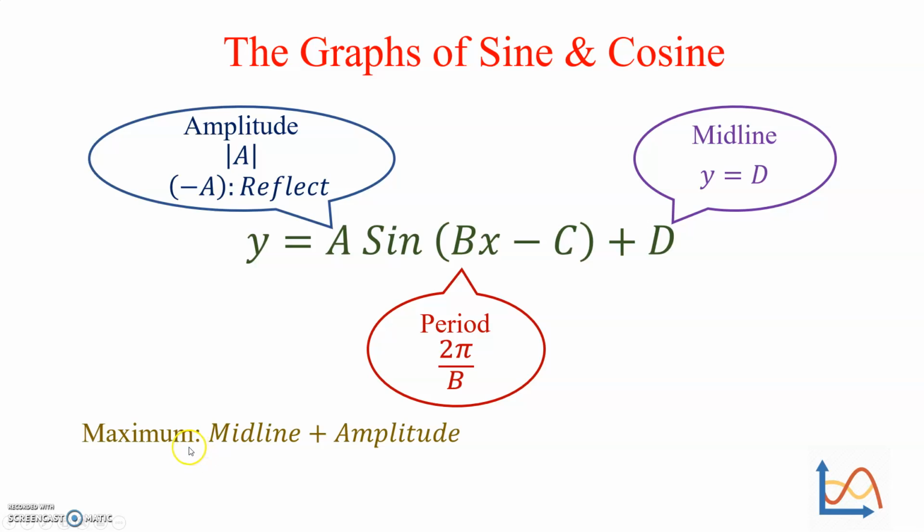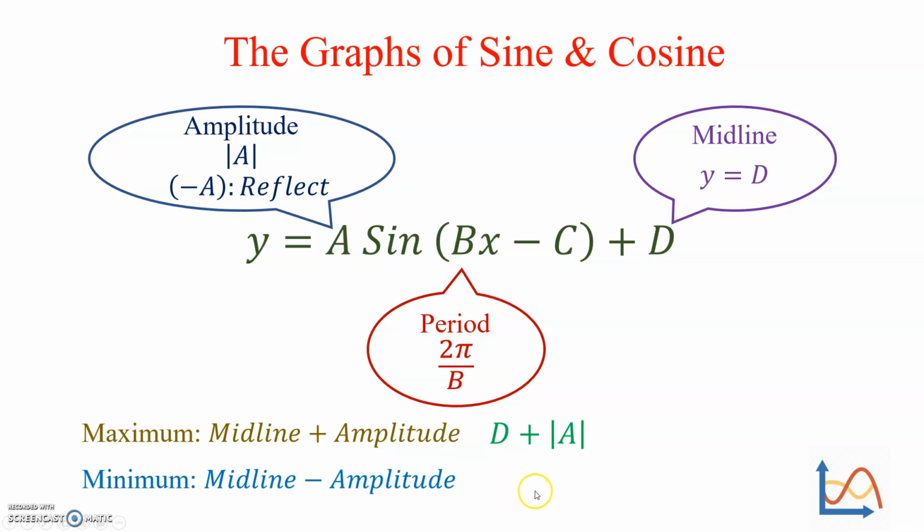The maximum was simply the midline plus the amplitude. So the simple formula: if I took my midline, D, and added the absolute value of A, that'll get me my maximum. For my minimum, do just the opposite and subtract. In the next video, I'll do a few examples to illustrate how we can find maximum, minimum, midline, amplitude, etc.